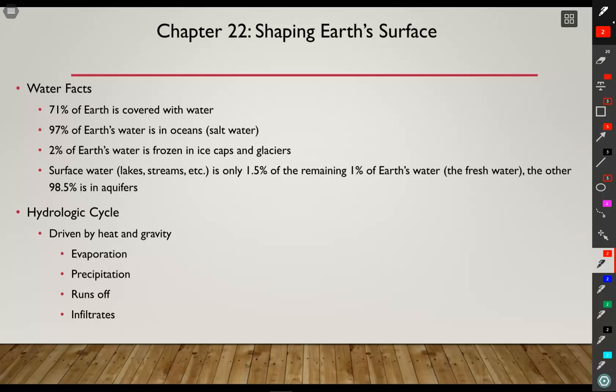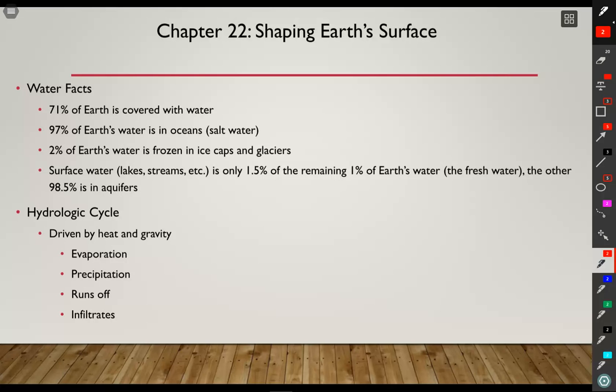And 97% of all water on earth is salty. So that's not water we can drink. Of the remaining, 2% of the Earth's water is frozen in ice caps and glaciers. We can't drink that either, right? Because it's in the wrong form and in the wrong places.